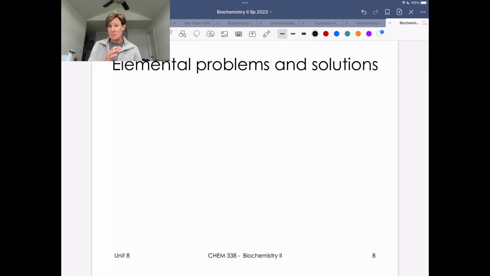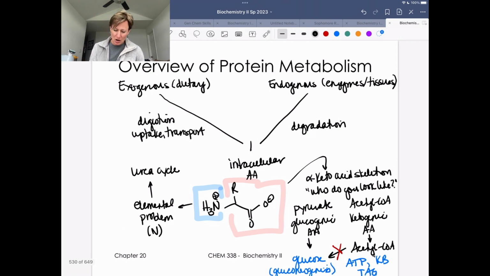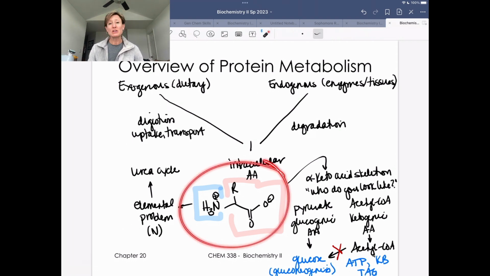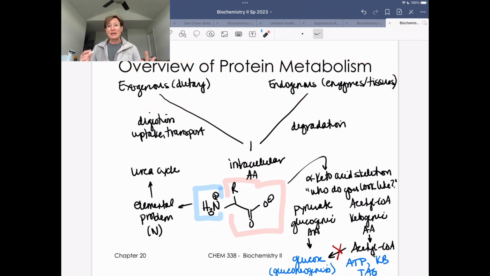So hopefully you remember when we had our overview of protein metabolism video, we talked about when we're breaking down amino acids intracellularly, it doesn't matter whether they were exogenous or endogenous in origin, but if we need to be breaking these down, we're basically going to be snipping off the nitrogen piece to be disposed of in the urea cycle. So that's our elemental problem. And then we've got our alpha keto acid skeleton, and we're asking the question, who do you look like?